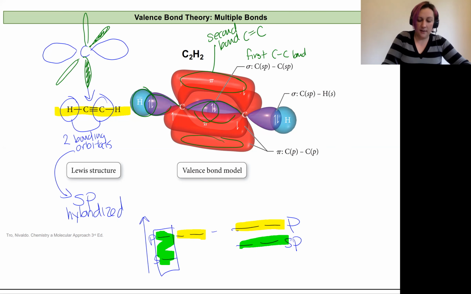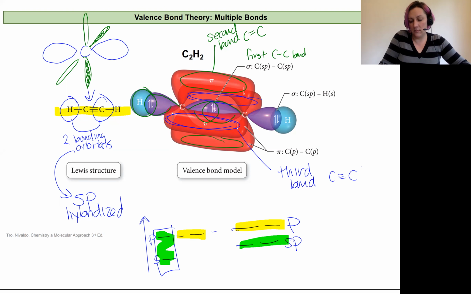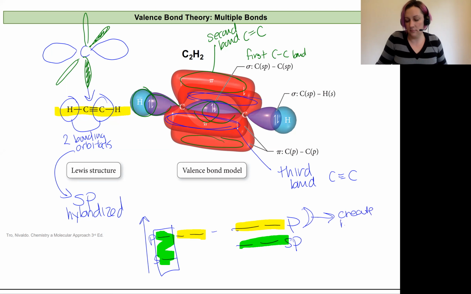And then I'm going to have this other set right here in the front and in the back. This is going to become another pi bond that's really going to be the third bond. And so these p atomic orbitals are creating the multiple bonds and not impacting my geometry, but impacting the electronics of this molecule.